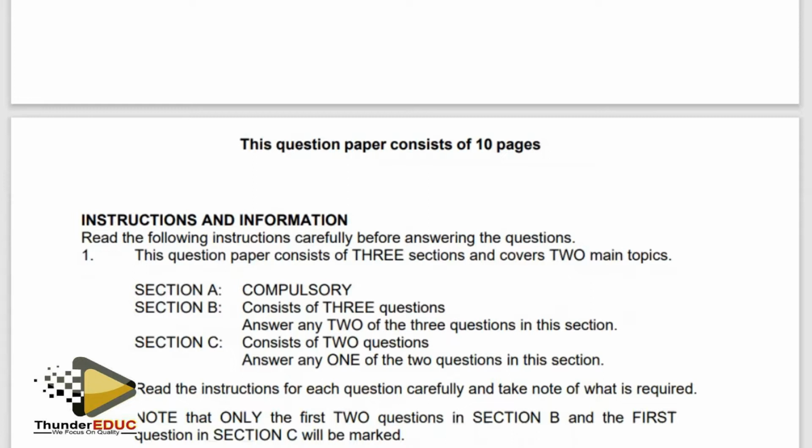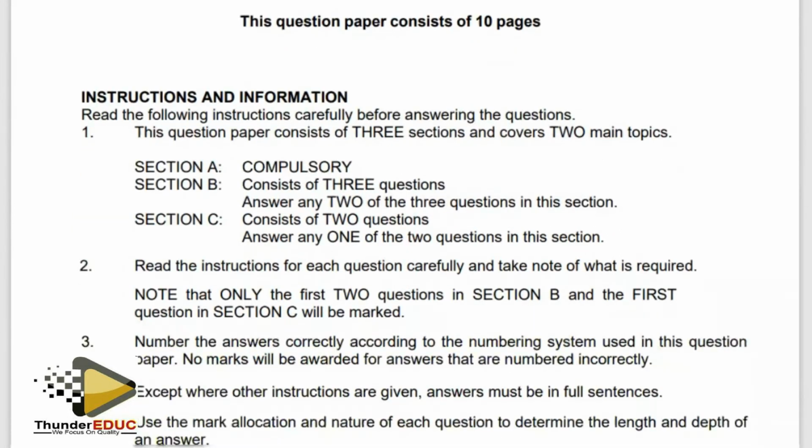Section A is of 30 marks, and section B is of 80 marks. If it is 40-40, that is 110. Then plus section C, you are given 3 questions. You are supposed to choose 1 question from section C. You can see this.